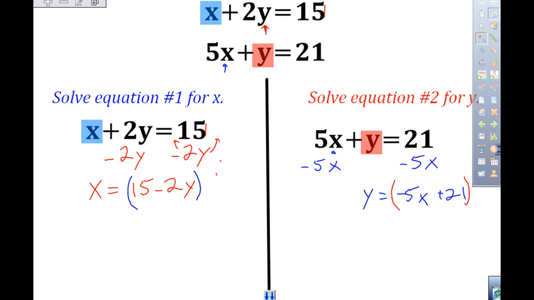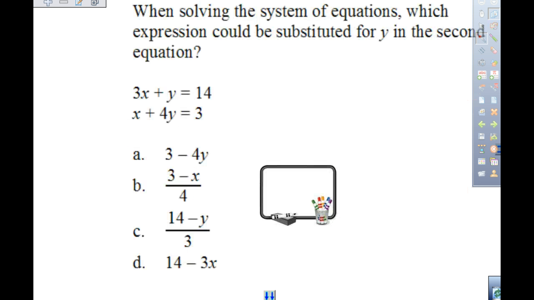Okay. Of course, after this you'll go through and your final answer tonight will still be to get what is x and what is y, just like last night. Okay, you guys give this a try. Which expression could be substituted for y in the second equation? So basically, solve the first equation for a single variable. Which one is that?